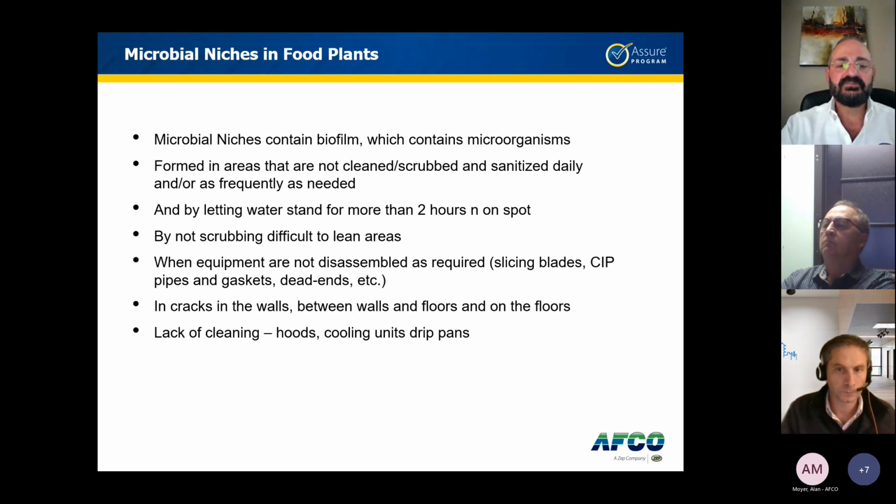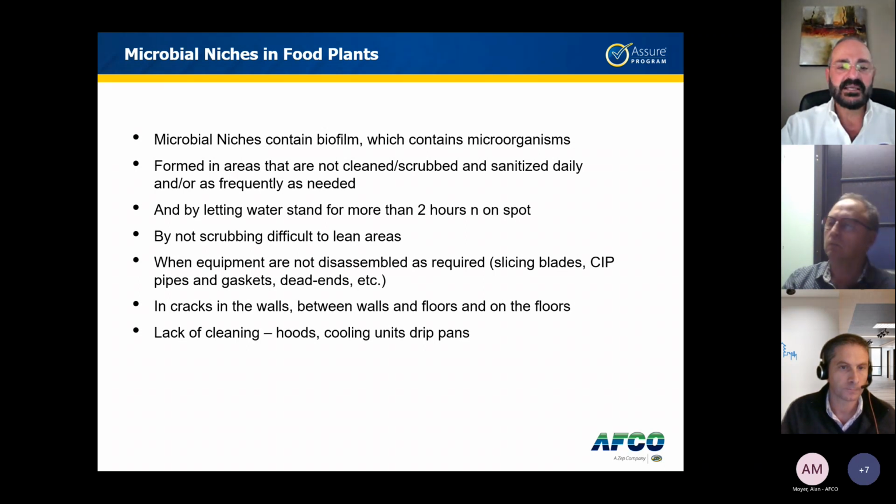By not scrubbing difficult to clean areas, you create microbial niches. When equipment is not disassembled as required, a lot of food residue stays between the parts, and these are also considered microbial niches where a lot of biofilm forms. That's why you have to break the equipment apart, scrub all the parts, and then put it back together, if the equipment is made to be disassembled and cleaned.